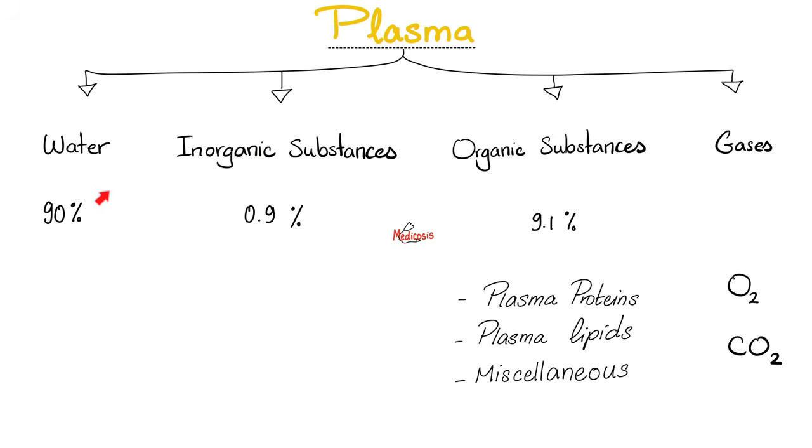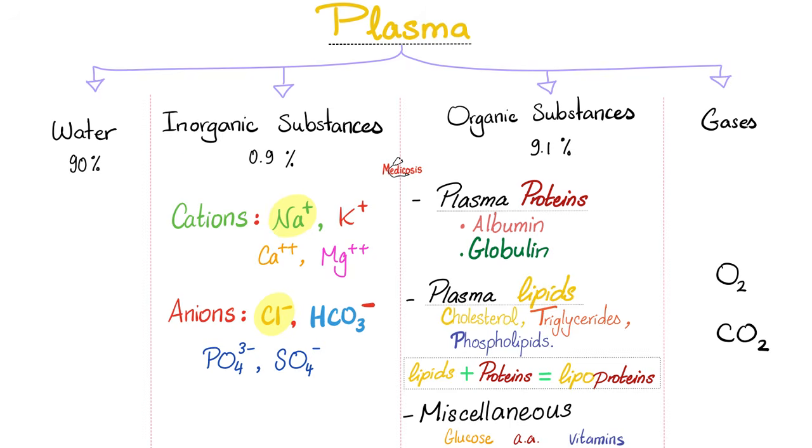Plasma is made of water. Most of the plasma is water. Moreover, we have inorganic substances, organic substances, and gases. Gases are easy: oxygen, carbon dioxide, etc. Organic substances are plasma proteins, plasma lipids, and miscellaneous stuff. What are these inorganic substances? You have cations and anions. Cations: sodium, potassium, calcium, magnesium. Which one is the most important and the most prevalent and abundant? Sodium. That's why your kidneys love sodium.